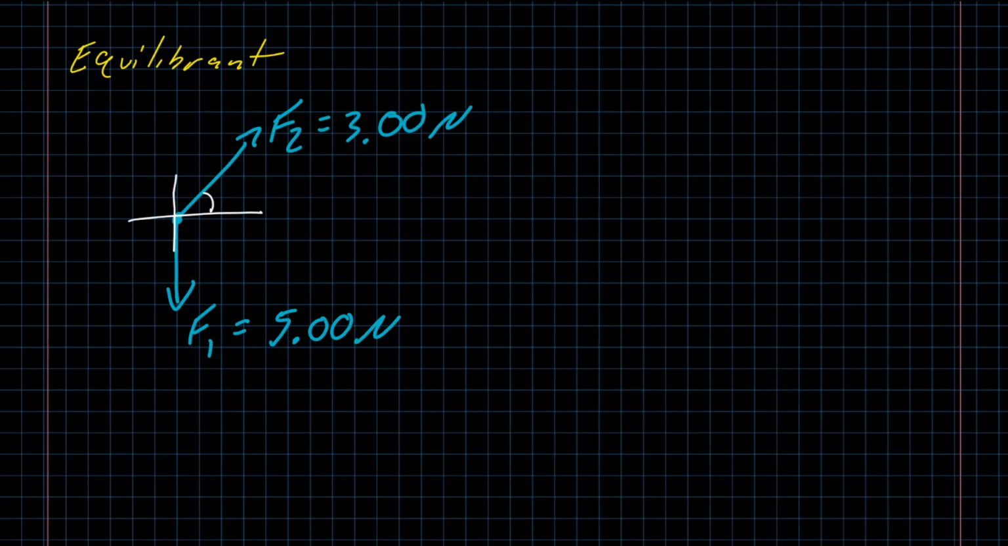But let's go ahead and call this angle 60 degrees. F1 is going to be right on the negative y-axis. F2 is somewhere between the axes. So we can break F2 into components. Because this is in standard position, F2x is going to be F2 times cosine of theta.